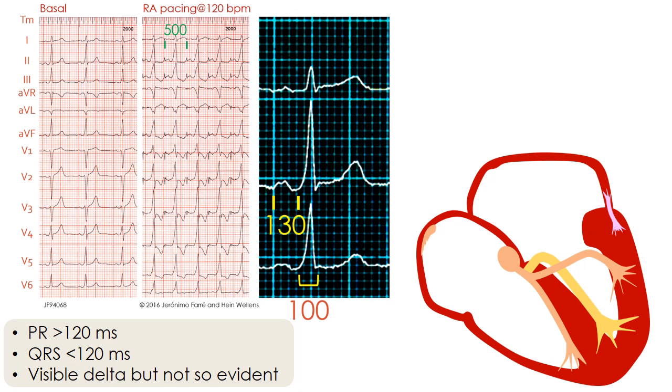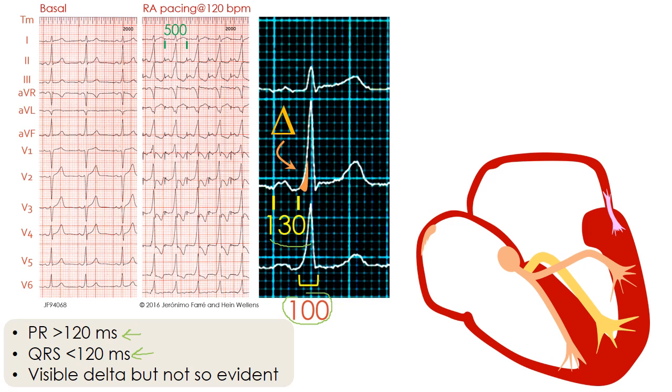In this slide, we present an example of very atypical ventricular preexcitation. Very atypical because the PR interval is not short and the QRS complex has a duration of less than 120 milliseconds. In our example, the PR interval was 130 milliseconds and the QRS complex had a duration of 100 milliseconds. We had a delta wave.